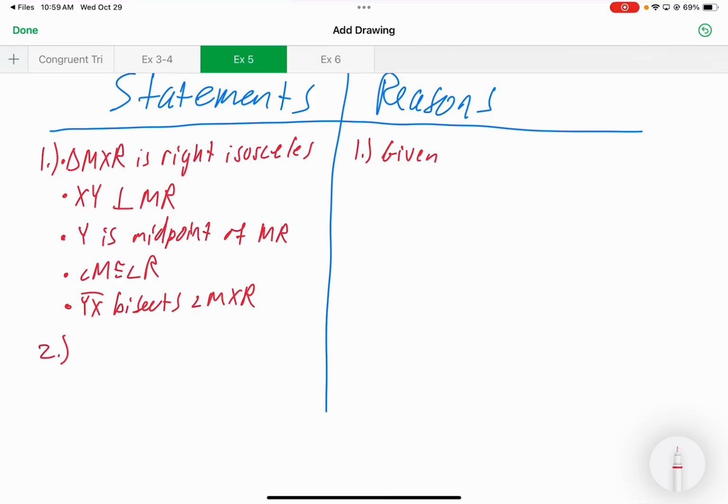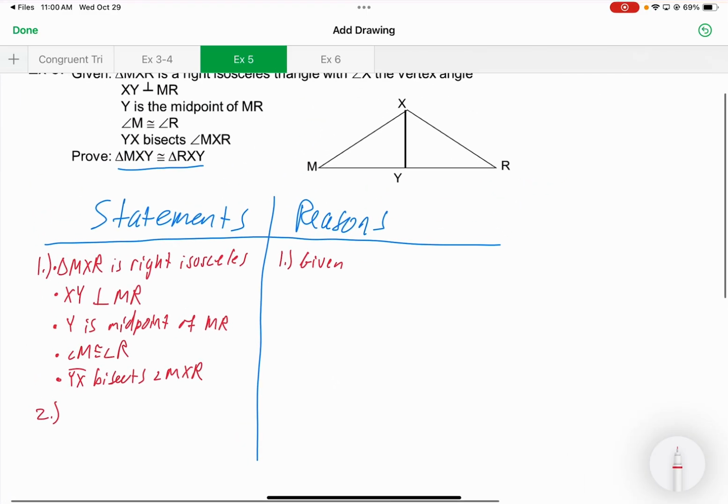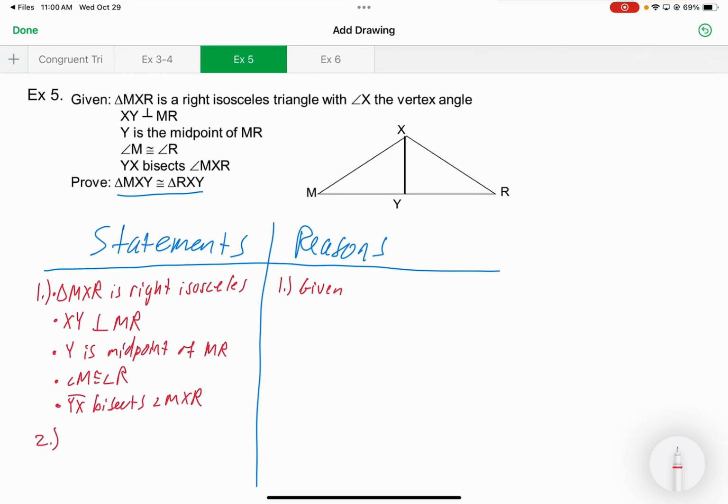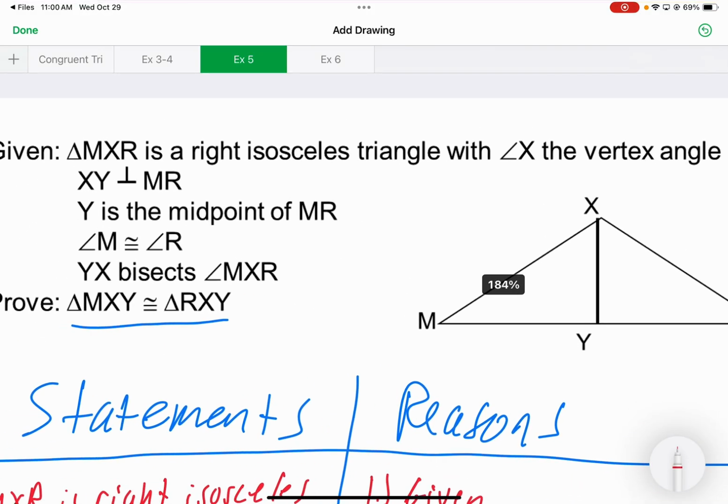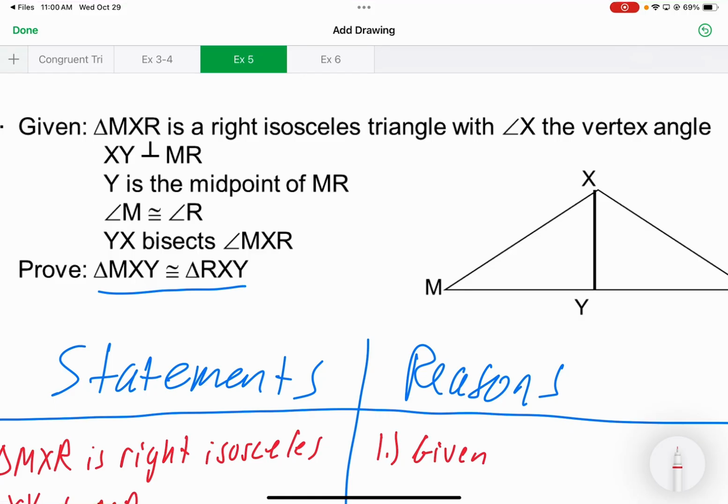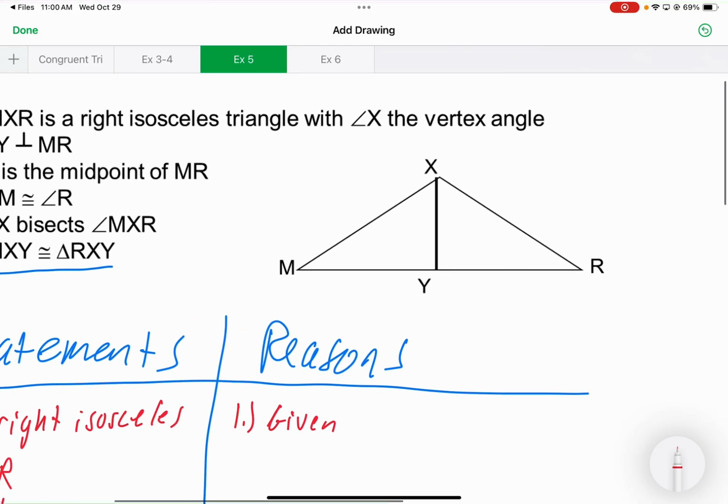All right. So my goal is to show that all 3 sides of one triangle are congruent to all 3 sides of another, and all 3 angles of one triangle are congruent to all 3 angles of another. So we're going to get what we can from the picture, and we're going to get what we can from our givens as well. First thing says that triangle MXR is a right isosceles triangle with X being the vertex angle.